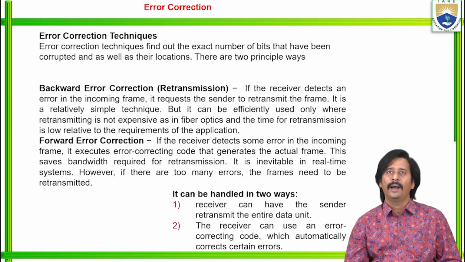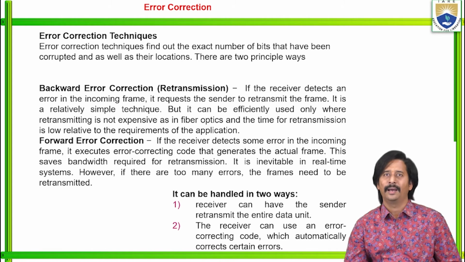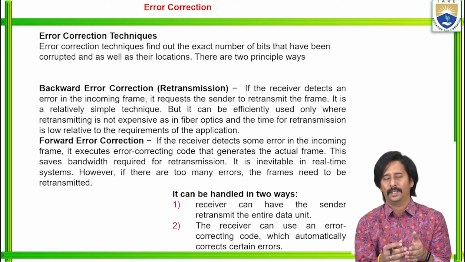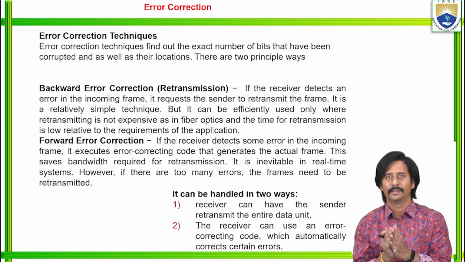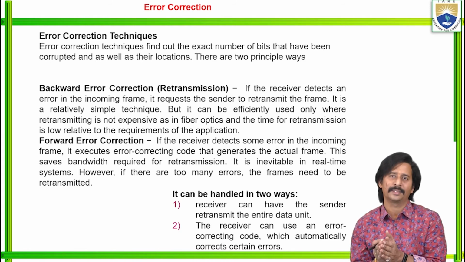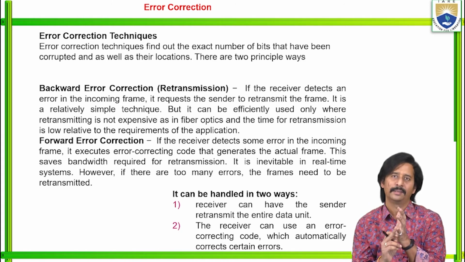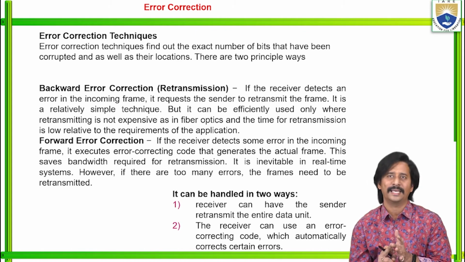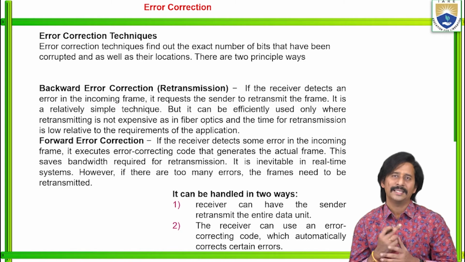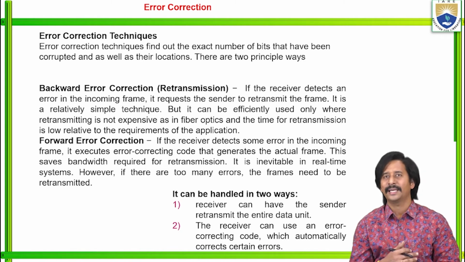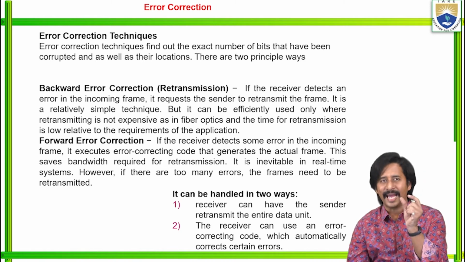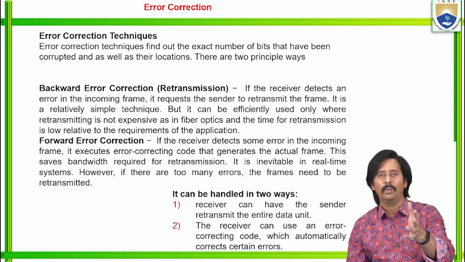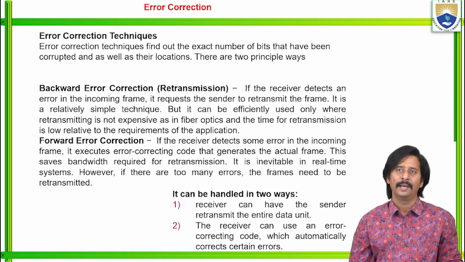Next one, error correction techniques. We know the previous one, error detection. So how do we detect the errors? Either parity check or checksum or CRC, cyclic redundancy check. Whereas in case of error correction, these techniques find out the exact number of bits that have been corrupted as well as the location of those corrupted bits.